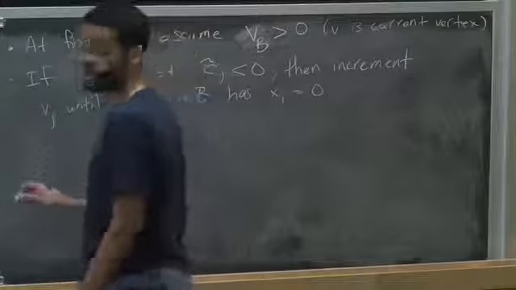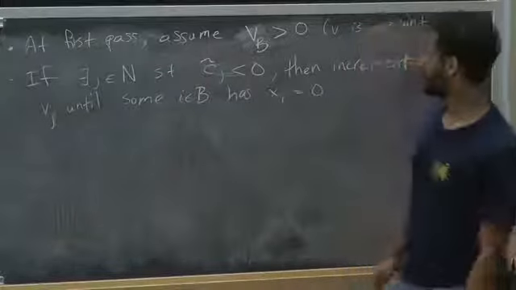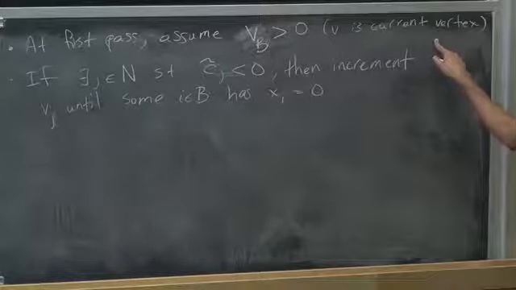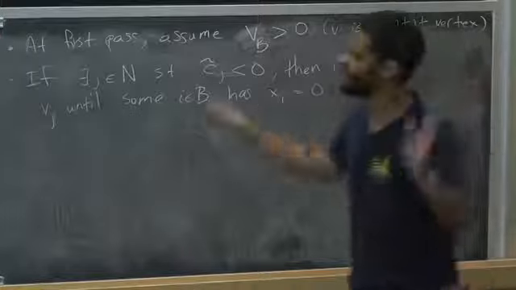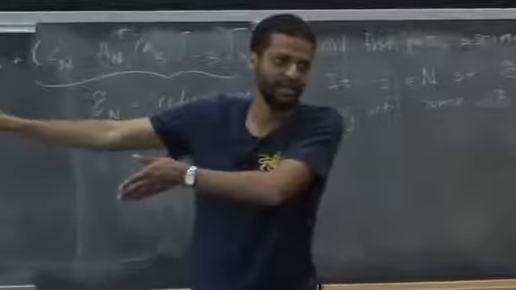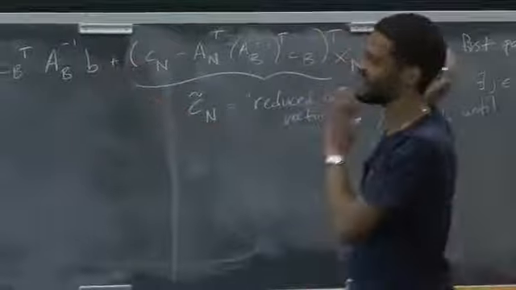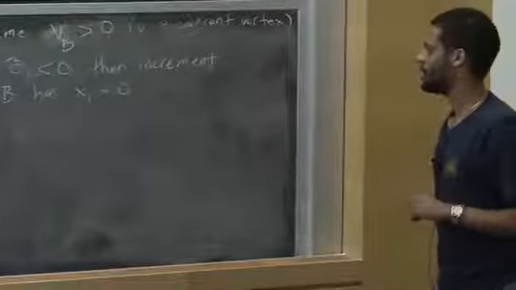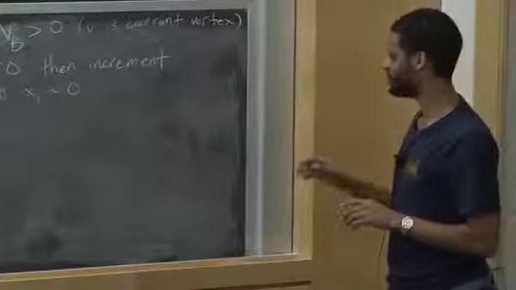But when you say VB, do you mean XB? So V is my current vertex. I just wanted to differentiate between this, which is the LP, and V, which is the point that I'm currently working with. Okay, good.